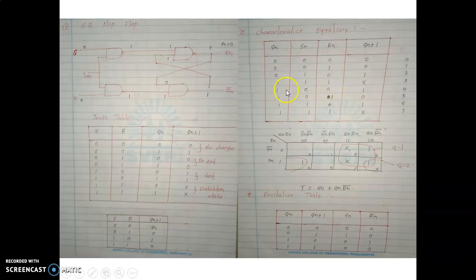So depending on this, we have to write the next state. So here we can write the characteristic equation. After this, we have to implement this characteristic equation by using K-map. So how to implement it?